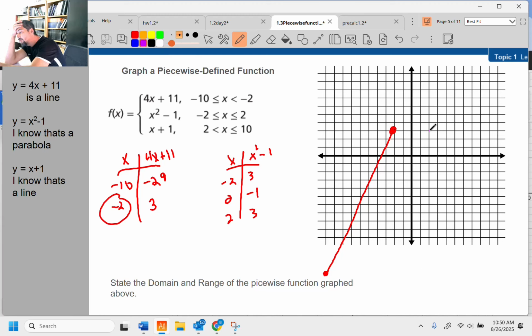I also contain 2, 3, and I have 0, negative 1. And I know that that is a parabola. So I'm going to draw a parabola.